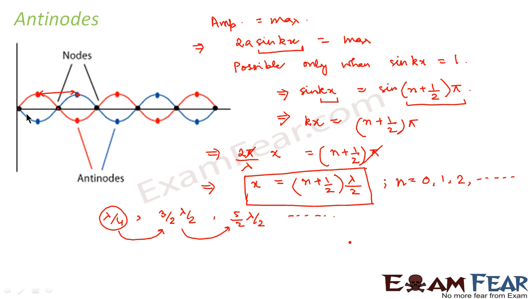So a node lies at 0. Then again the first node lies at lambda by 2. From your previous slide, you can see that the first node lies at lambda by 2. So that means the antinode at lambda by 4 is midway between the first two nodes. Similarly, the next one is 3 into lambda by 4, that is this position. So it lies between two nodes. So one antinode lies in the midpoint of two nodes.